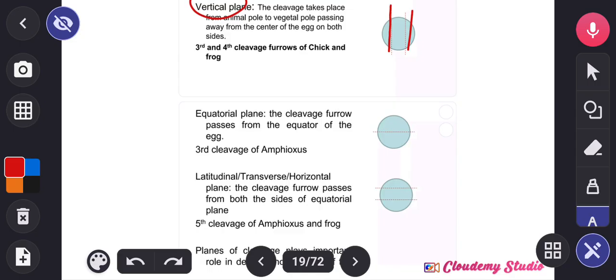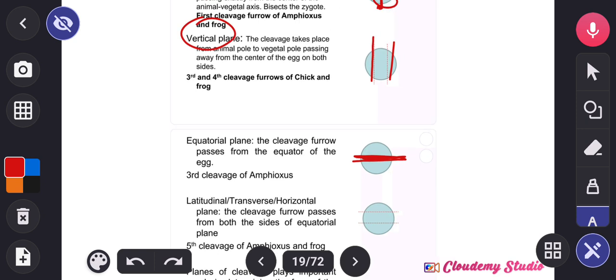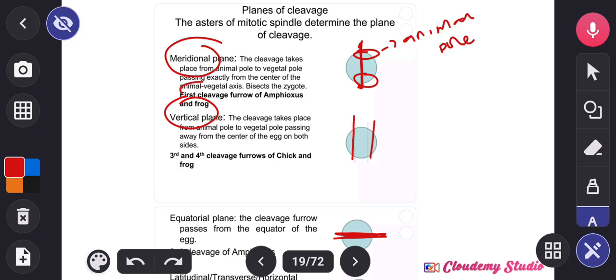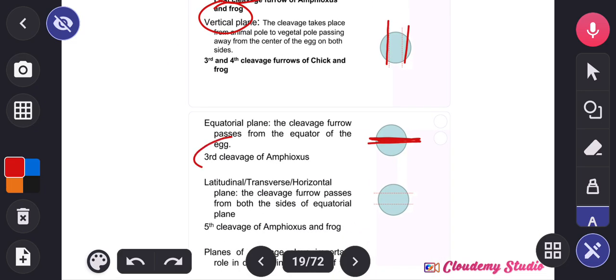Now, the third one is the equatorial plane. In this equatorial plane, the cleavage furrow passes through the equator of the egg. This cleavage plane bisects the egg at right angles to the main axis. So it lies on the equatorial plane. Therefore, it divides the egg into two halves, upper and lower, not right and left. As you can see, it is around this place. This one happens in the first cleavage of Amphioxus. This one happens in the third cleavage of Amphioxus.